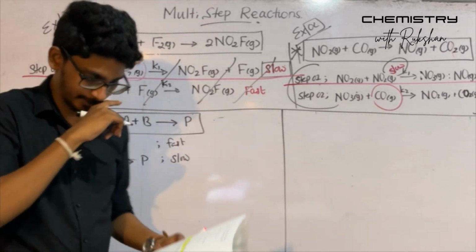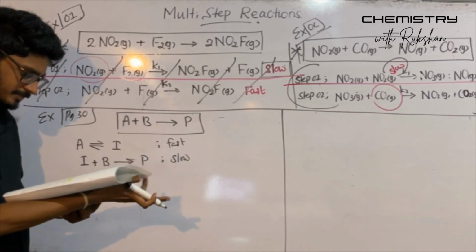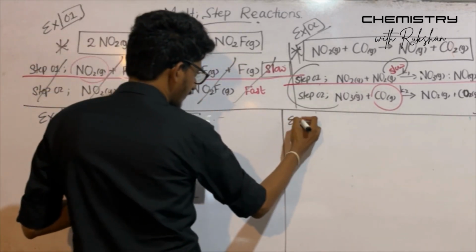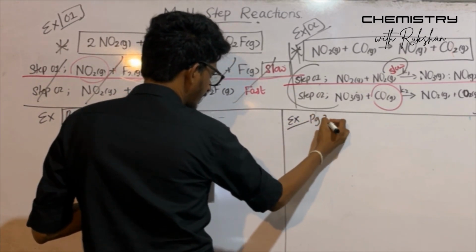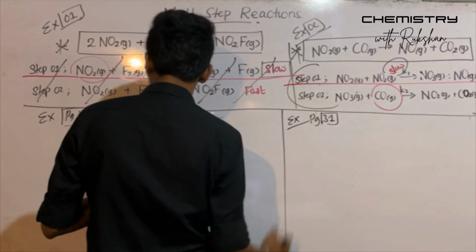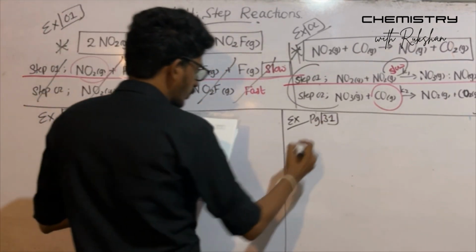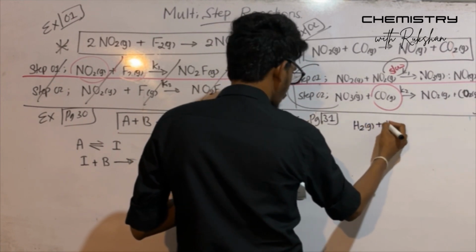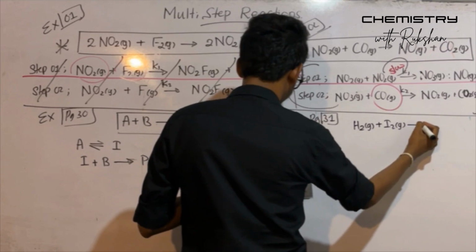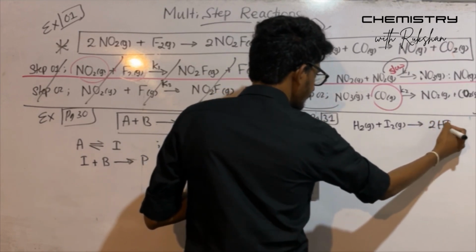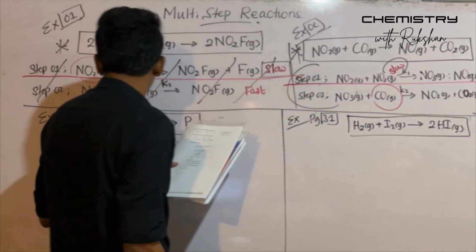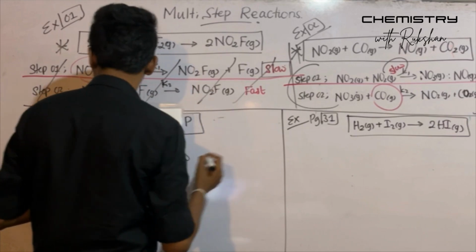This is another example. And we have another situation at page number 31. Example at page 31. We discuss both. You have this reaction, the overall reaction. The two steps are given.